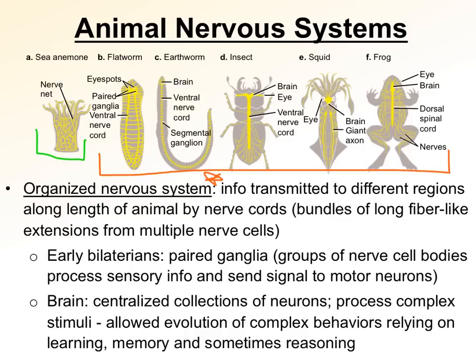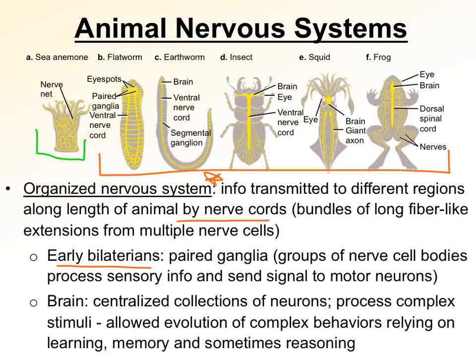You can find that information is transmitted to different regions along what's known as a nerve cord, a bundle of fibers, and all of these animals shown here that are bilaterians have this central nerve cord that runs throughout. It becomes more complex as you move into upper level or more modern day bilaterians. Again, early bilaterians, which have a more simple system, have paired ganglia, and this is basically just groups of nerve cells working together.